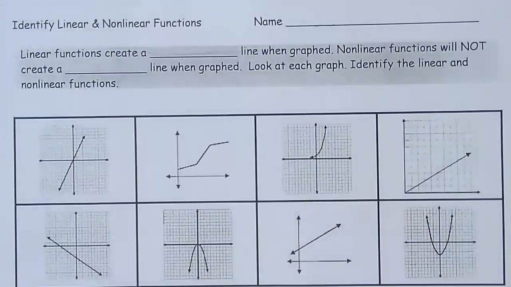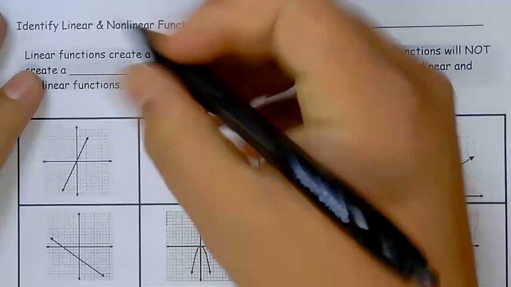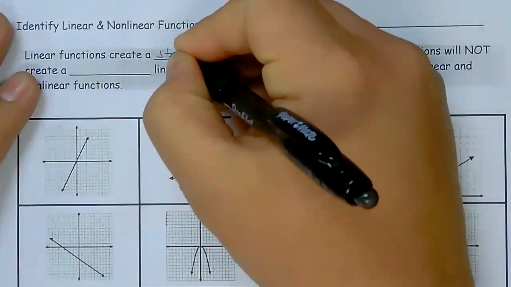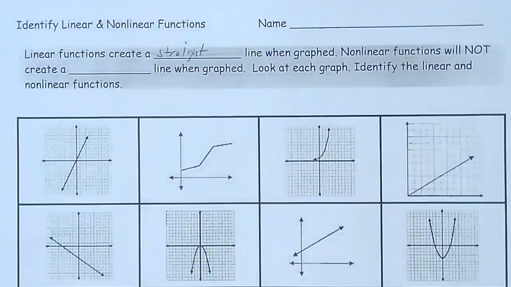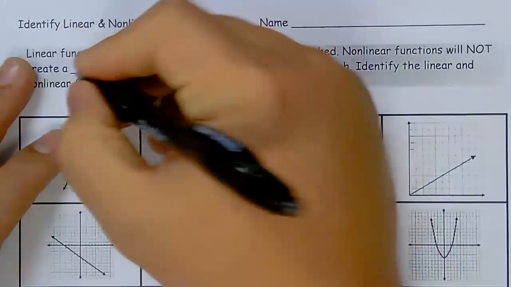Okay, so we're trying to figure out if something is linear versus nonlinear. Linear functions create a straight line. This is the last time you're going to hear me use the phrase straight line, and the reason is that all lines are straight. If it's not straight, then it's not a line. It could be a curve or a turn or a bend, but it's not a line. So linear functions create a straight line when graphed. Nonlinear functions will not create a straight line when graphed.